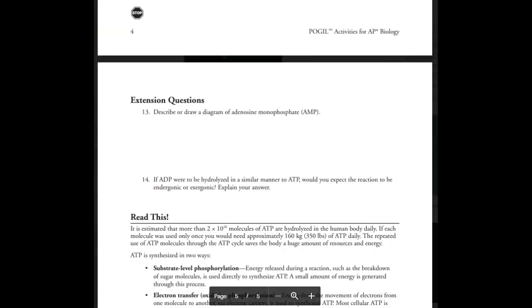For 14, you would expect it to be exergonic because, again, we're still breaking bonds here. So we would still expect it to release energy.